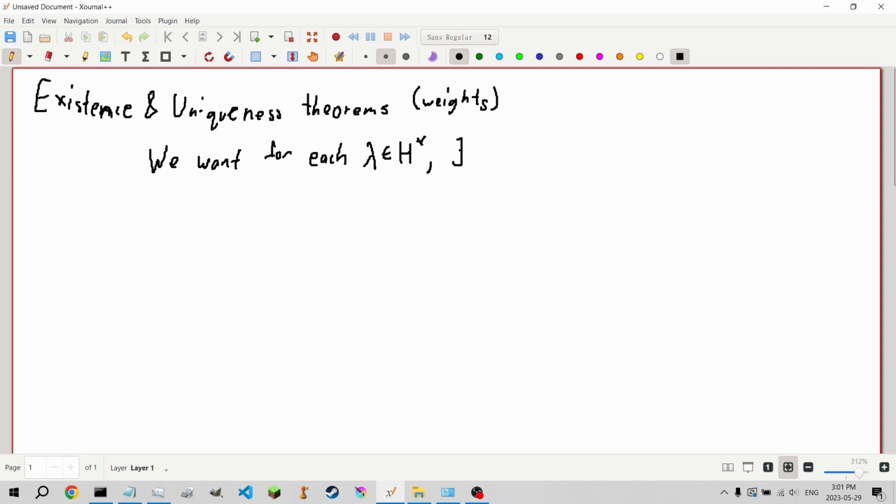there exists a unique irreducible standard cyclic L module of highest weight lambda, which may be infinite dimensional. Alright, theorem.